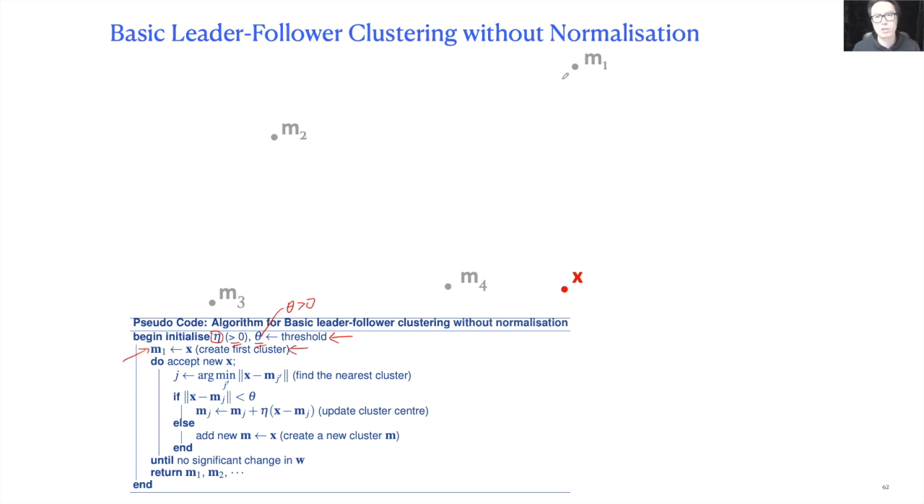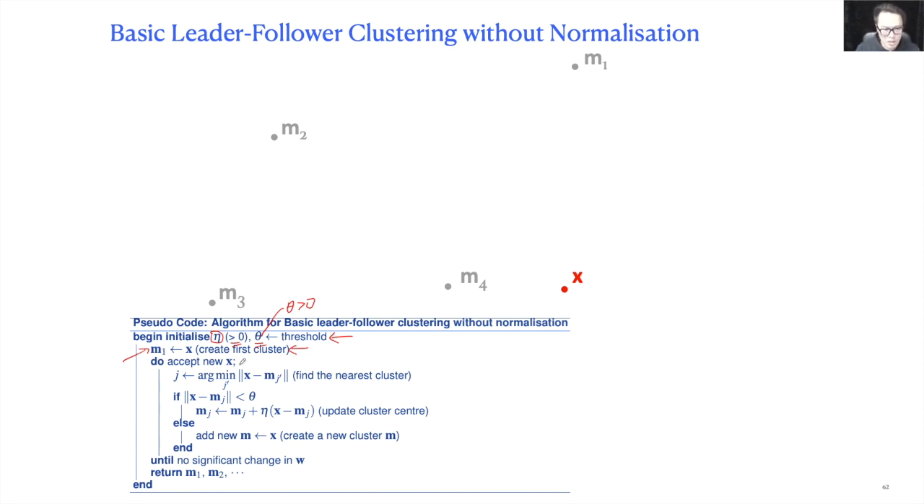So for example, this is M1 right here. When we first enter this pseudocode, we do not have any clusters. It is different from what we have done before, where we had to specify the number of clusters. So in the beginning we do not have any clusters. We randomly pick a sample from the data set, and we call this sample M1.